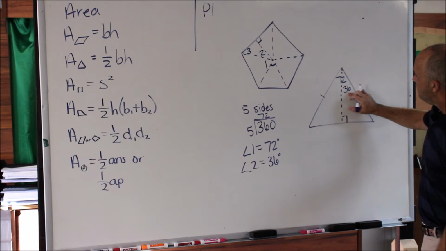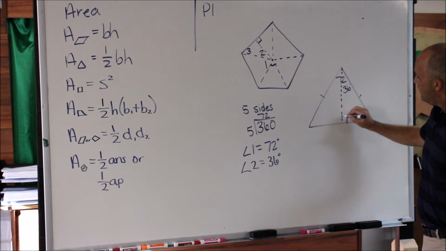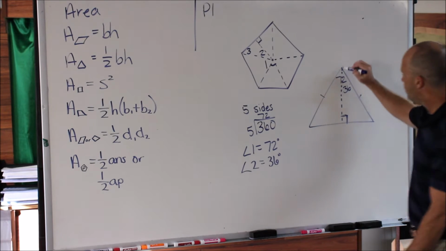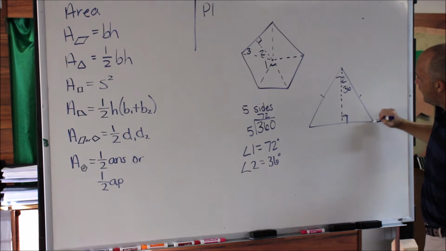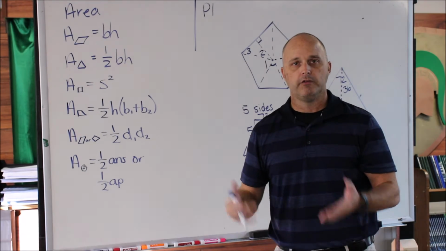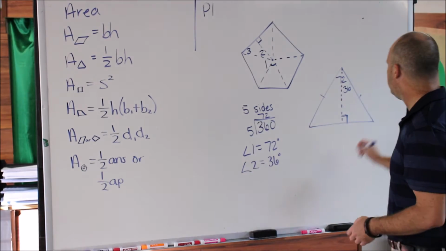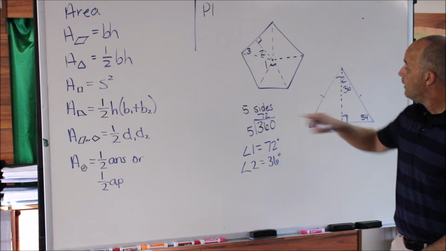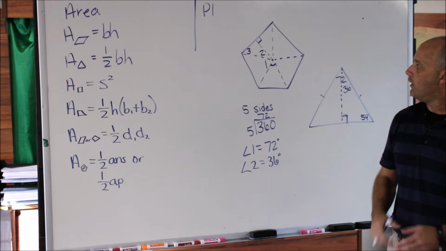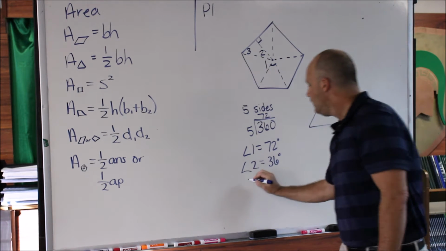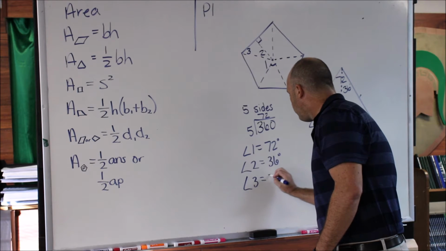So now we have a 36-degree angle and a 90-degree angle there. So 126 degrees have been accounted for in this triangle. So remember that in a triangle you have 180 degrees. So 180 minus 126 is going to give you a 54-degree angle right there. So this angle where the radius and the side come together in a pentagon is going to be 54 degrees.